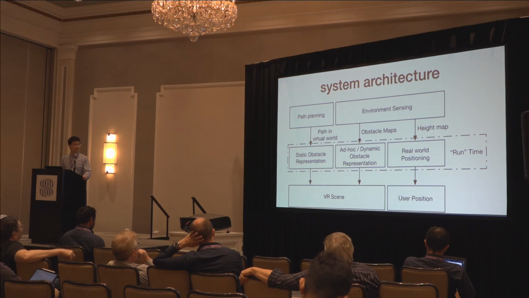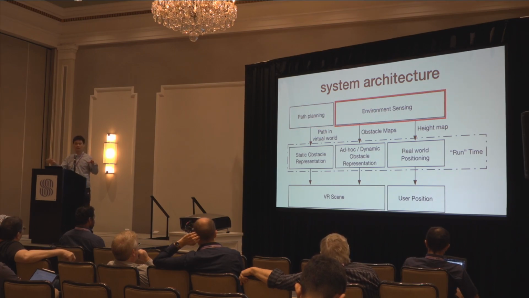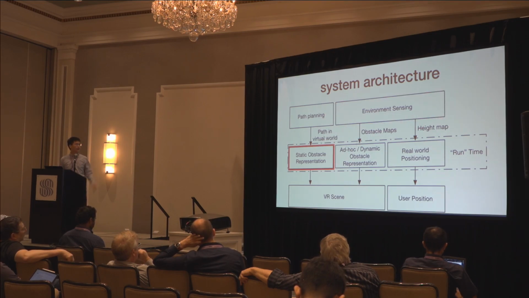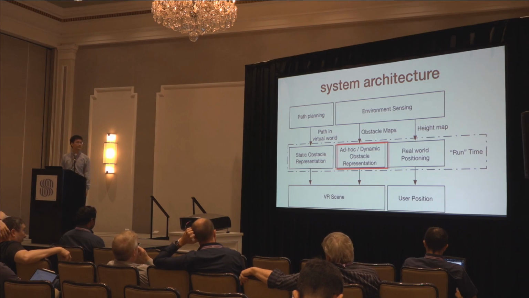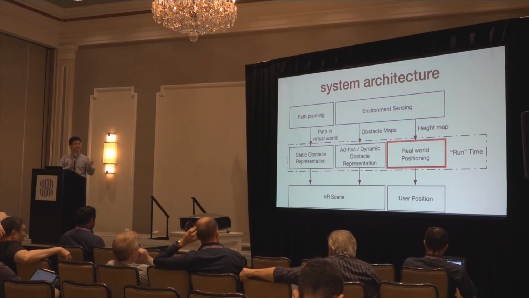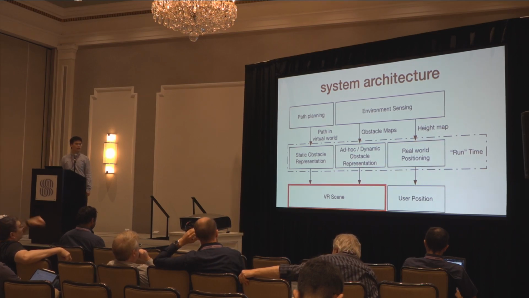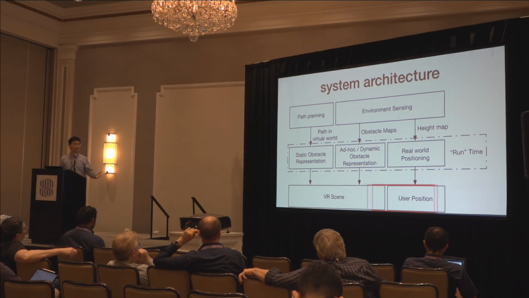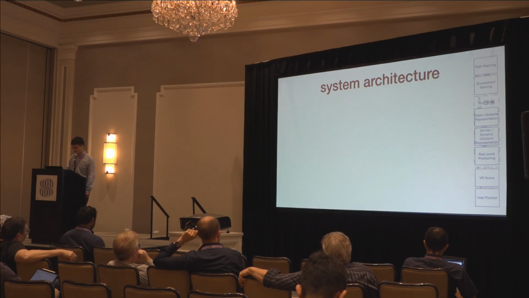So this is what the system looks like. It has many components, as you can see. DreamWalker first does path planning. It also does environment sensing of all the obstacles and locates the user using the different sensors that we have. We also have a static obstacle representation, which represents all the static obstacles. From the environment sensing, we get obstacles, and then we represent those ad hoc and dynamic obstacles. We fuse all kinds of sensing data from environment sensing and then position the user in the real world. And then we render a VR scene to position the user in there, and then we do redirected walking to make sure the user is walking safely on both the real-world path and the virtual reality path.